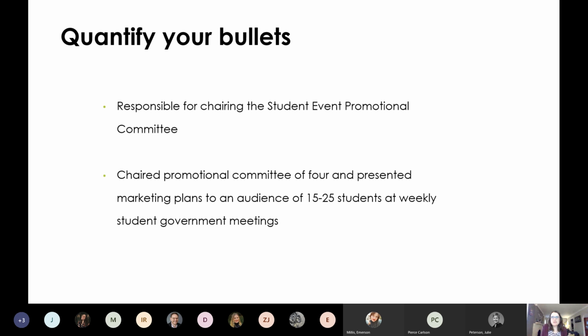And then another one, you can do this with other experiences. These first few were all job examples, but they don't have to be job examples. So for example, if you're really involved on campus, and if you're responsible for chairing the student event promotional committee, I don't know what that is. If I'm a recruiter, I could be like, that's just a title, or maybe you did a lot. But if you don't tell me, I don't know that.